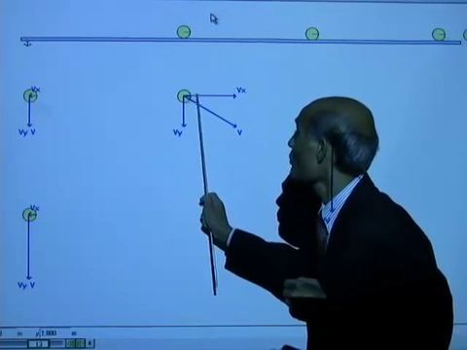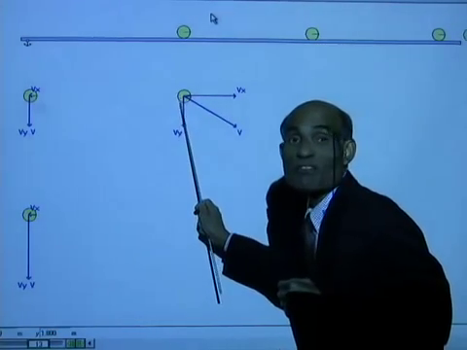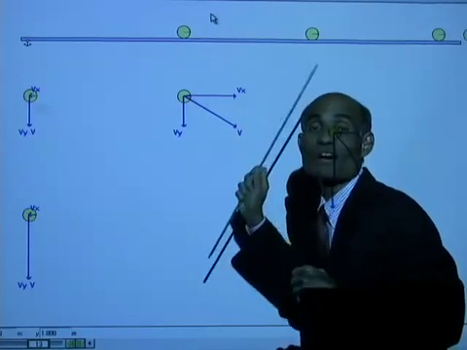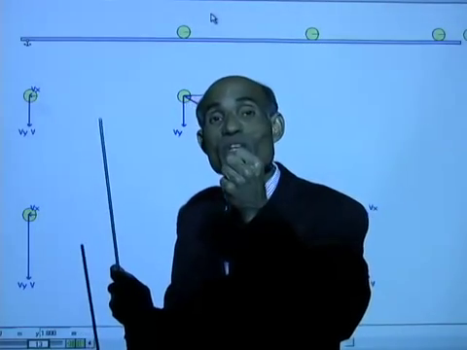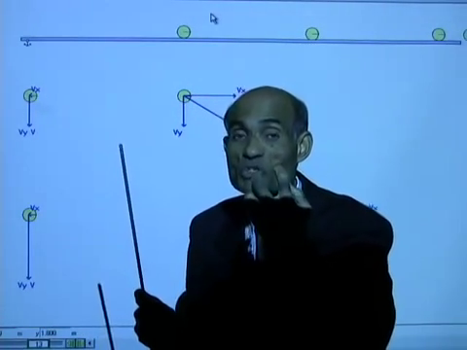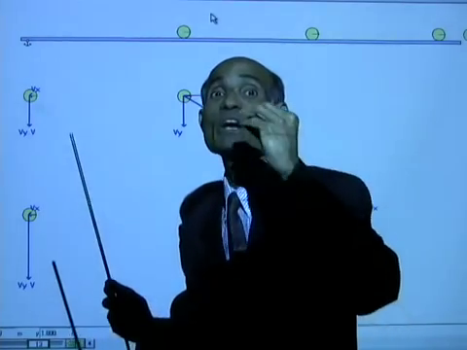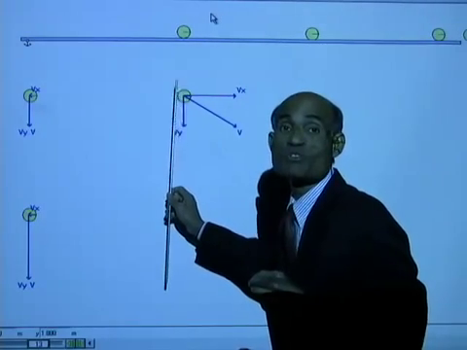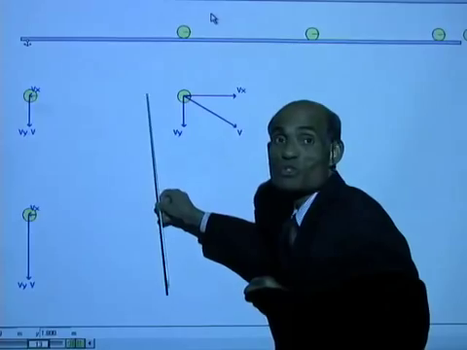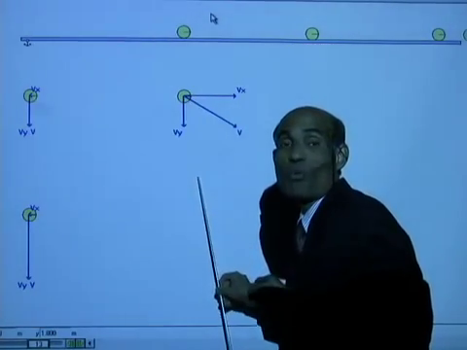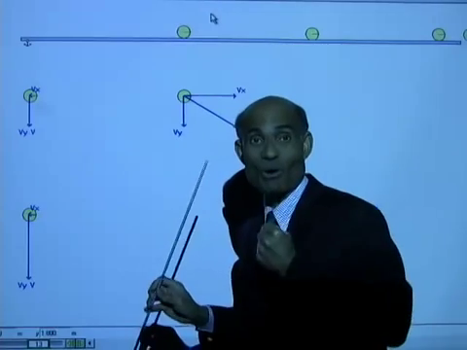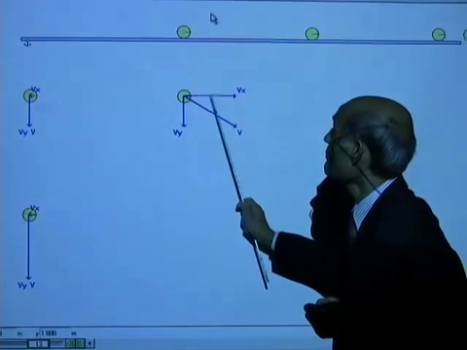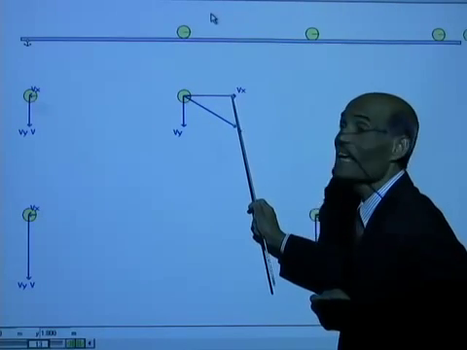It means this horizontal motion will not affect the vertical motion, and the vertical motion will not affect the horizontal motion. We can treat each motion as though the other did not exist. That means we can use the equations of motion to describe the x motion of this ball and the y motion of the same ball.